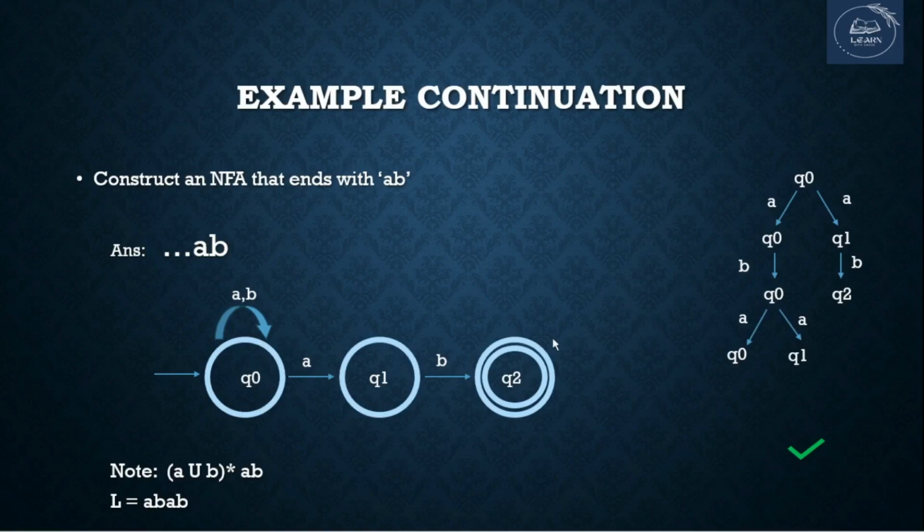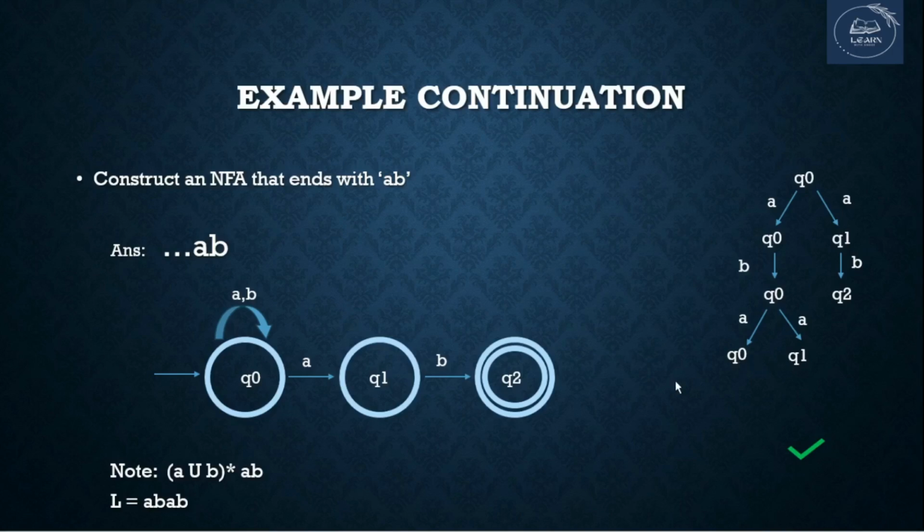Then transiting with A in this state takes me towards nowhere, because Q2 does not have any transition to itself or to any other state. So we are done with A, and we are not going to transit further with this again. Now this is the level we are at, Q0 and Q1.